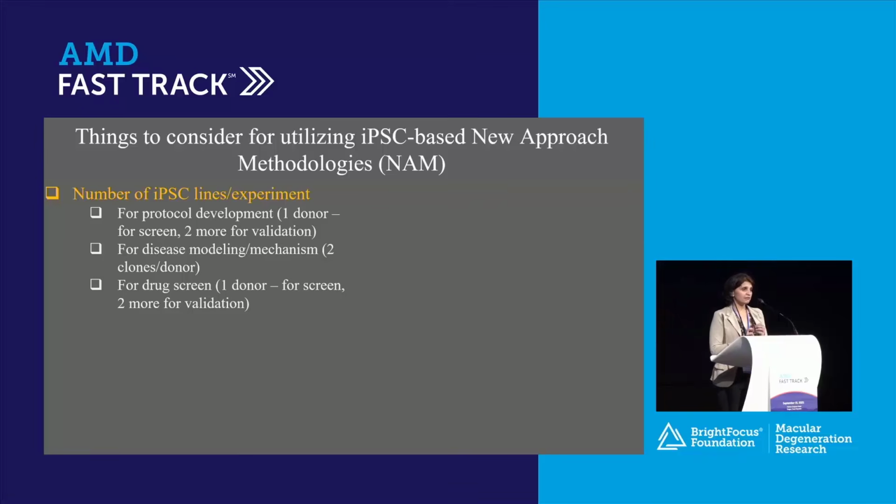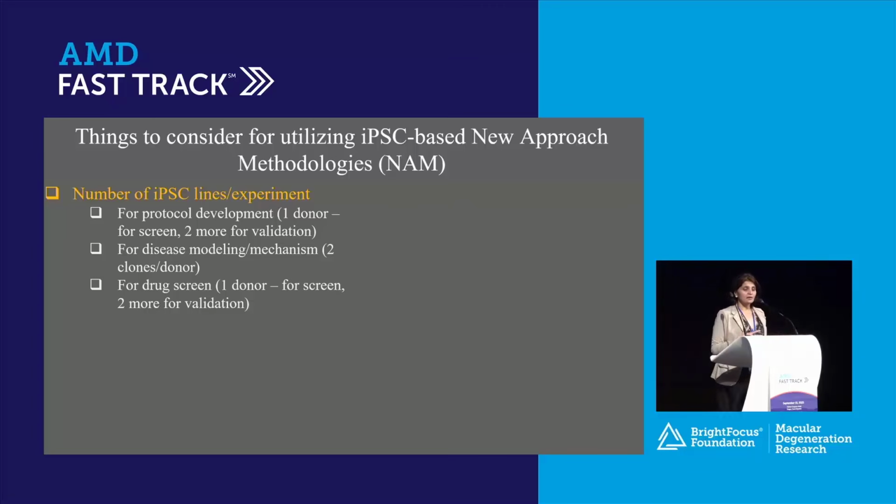Like in the morning, we have seen there are pros and cons with all the models, and specifically when you work with iPSC cells, you want to make sure that you are covering all the variabilities these iPSC cells bring because of the genetics and the technical reasons. So, for example, for protocol development, one is okay, you can make your cells, but if you want to validate the cells, you need more than one line.